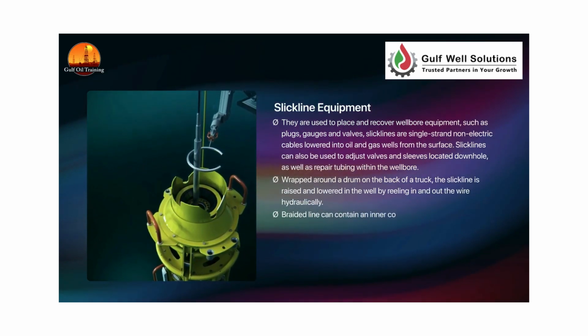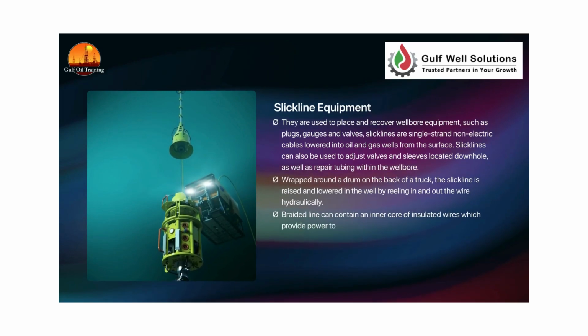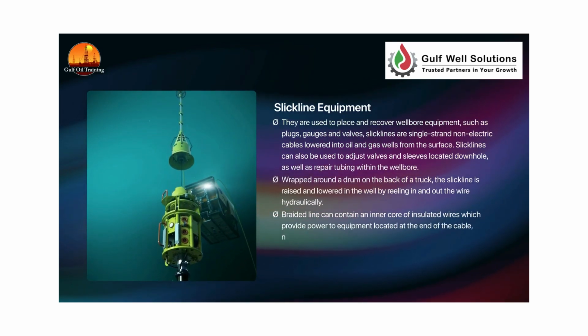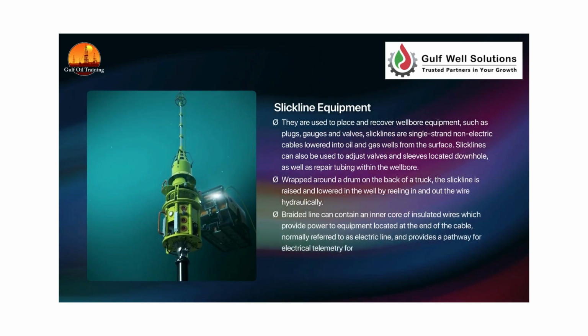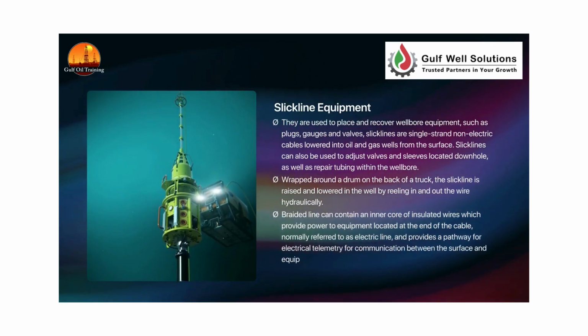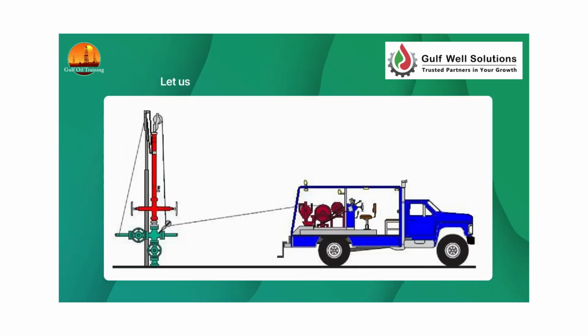Braided line can contain an inner core of insulated wires which provide power to equipment located at the end of the cable, normally referred to as electric line, and provides a pathway for electrical telemetry for communication between the surface and equipment at the end of the cable. Let us see an illustration of typical slickline equipment.